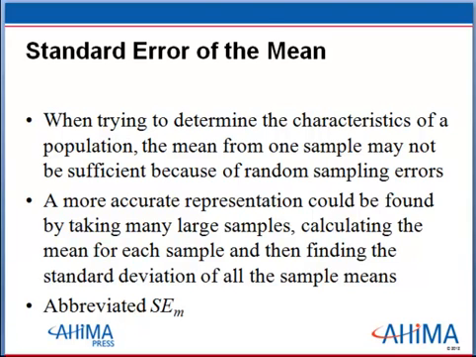When we're trying to determine the characteristics of a population, the mean from one sample may not be sufficient because of random sampling error. Really, a more accurate representation could be found by taking many large samples, calculating the mean for each sample, and then finding the standard deviation of all the sample means. This value would then be called the standard error of the mean, abbreviated SEM, and comes from the standard deviation of many sample means.